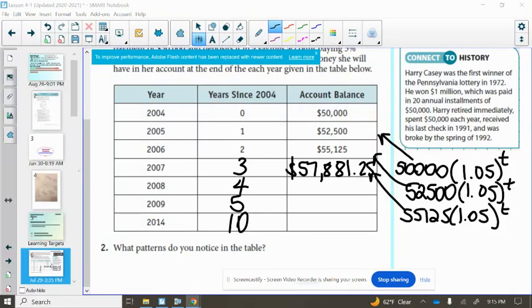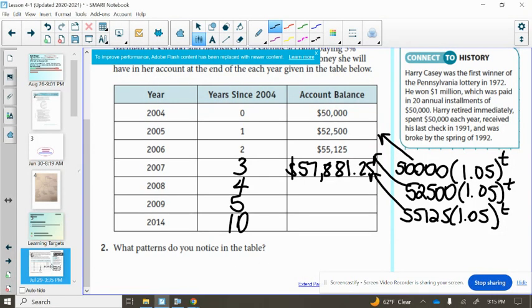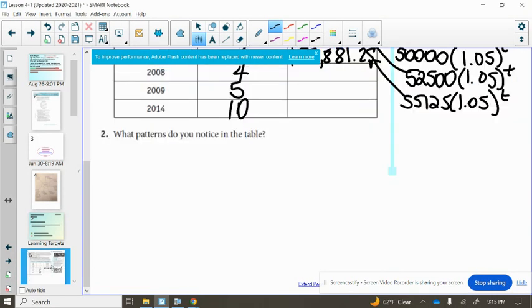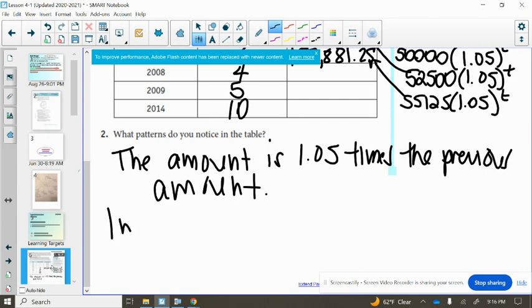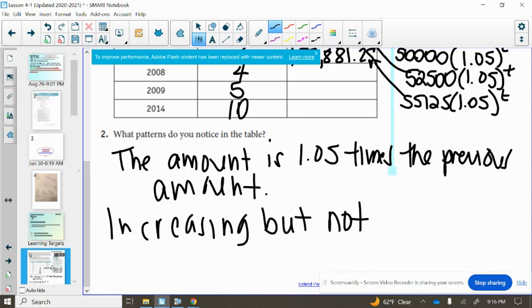So what we notice about the patterns in this table is that the amount that is in the account is 1.05 times the previous amount. And it's increasing each month, but not by a constant amount. So it's not linear.